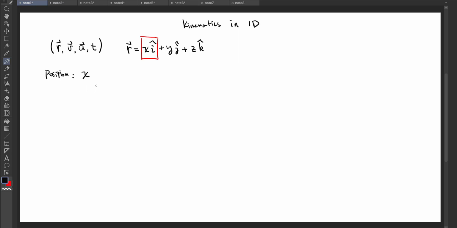And you may ask that now we have a pure number, and how do we represent the direction of this quantity now? The answer is that the direction of the vector is actually included in the sign of this position x. So if x is positive, then that means that the object here is to the right side of the origin.